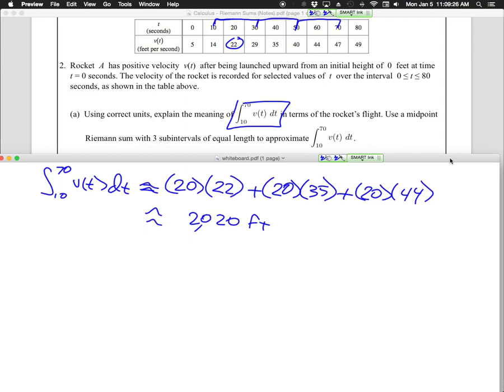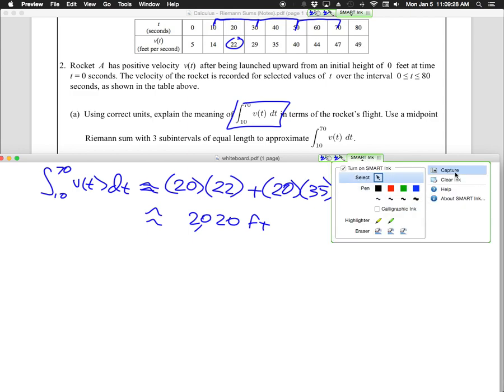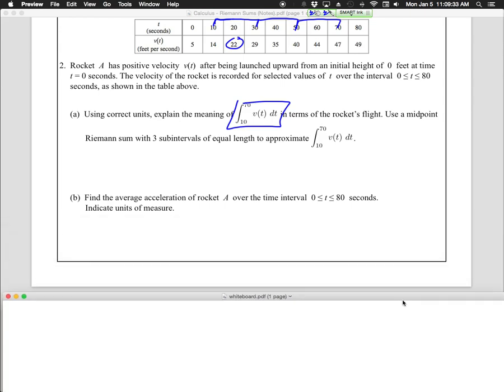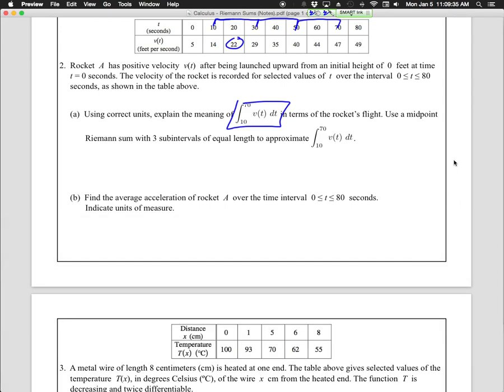Okay. All right, now I feel like I'm getting really excited. I'm really going to be pumped about part B if we can nail part B. Part B brings in some stuff we learned back in the first semester. Okay, so we want to find the average acceleration of rocket A over the time interval from 0 to 80 seconds. So Brock, what am I going to do? Change in velocity over change in time.